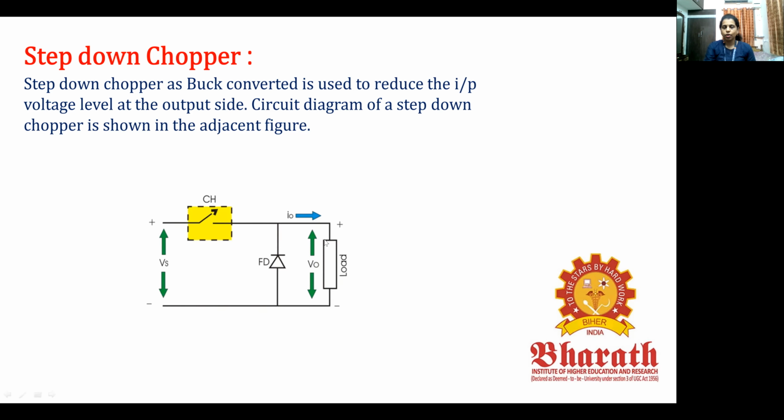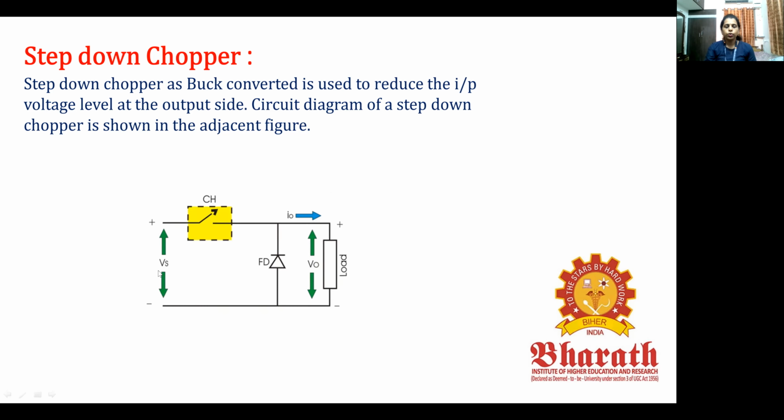So let us discuss the working operation of a step down chopper. We also have a freewheeling diode connected across the load. We all know the purpose of the freewheeling diode because we have already discussed that in the previous video under phase controlled converters. So what happens here? Let us see that.